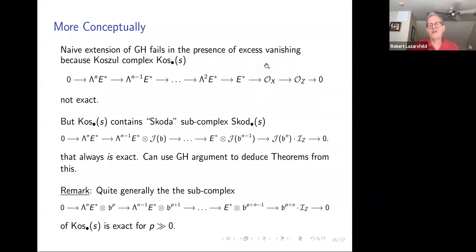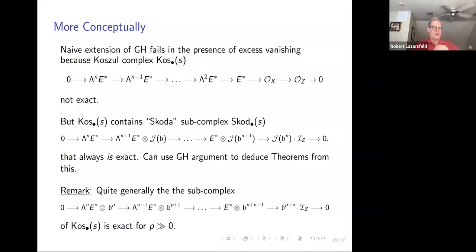So here I'd get J of B to the N, and then I'd get O_Z, and I'm writing it as J of B to the N. So the theorem is that this always is exact. And this, again, you prove by writing the Koszul complex upstairs and pushing it down. But once you know this is exact, then we could, if we wanted to, use the Griffiths-Harris theorem to deduce these Cayley-Bacharach theorems for multiplier ideals from this.